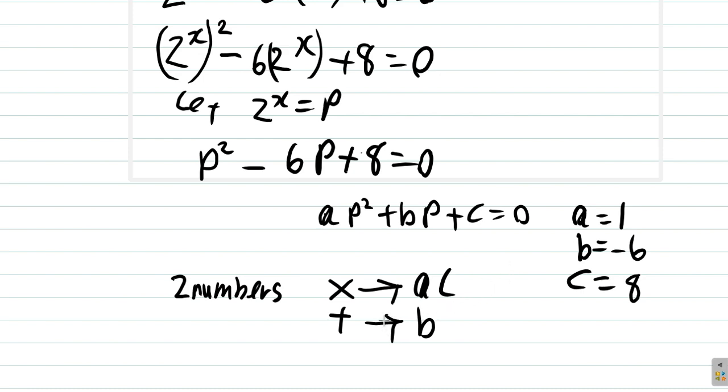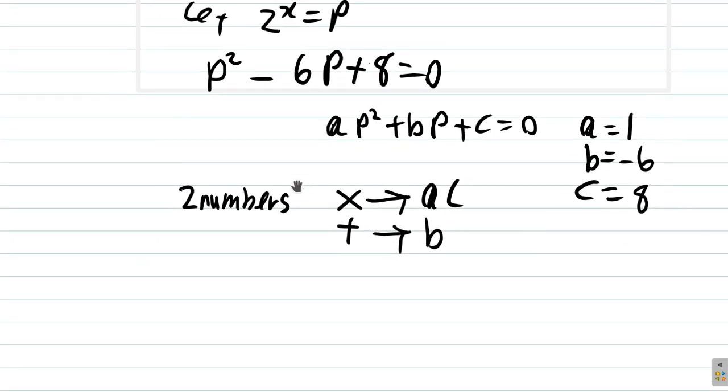So the two numbers, you multiply them to give AC. In this case, A times C is 1 by 8, which is 8. And B is negative 6. Which two numbers multiply to give you 8 and add to give you negative 6? There's a 4 and a 2 that comes to mind. 4 by 2 is 8.